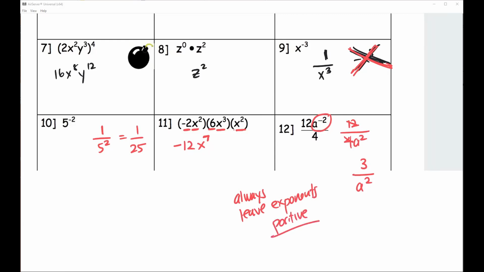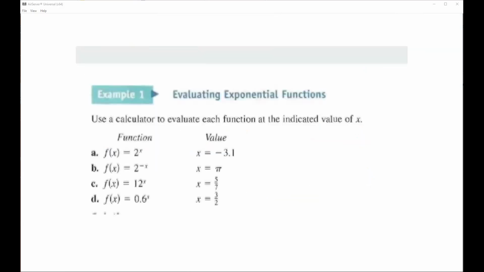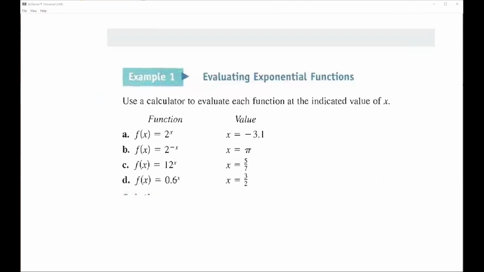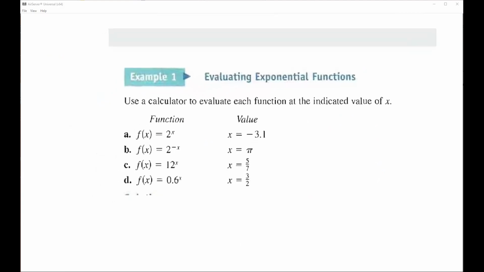Cool. Any questions on that portion? All right. Cool. All right. I think we're good here. I don't think we need to use a calculator.